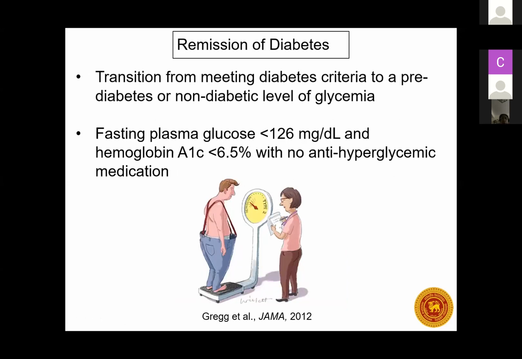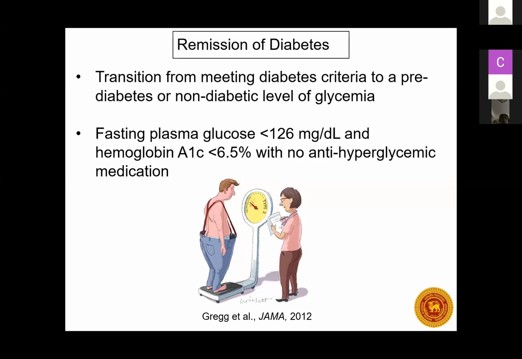But now, in the last couple of years, we have this concept called remission of diabetes. Remission means transitioning from meeting diabetes criteria to pre-diabetes or a non-diabetic level of glycemia. So for example, the patient will have a fasting blood glucose level less than 126 or HbA1c less than 6.5 with no anti-hyperglycemic medication. So these people will not be on any diabetic drugs, and their blood sugar will be controlled. So this is called remission.